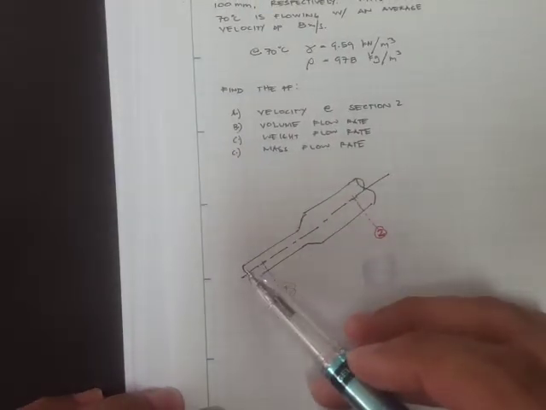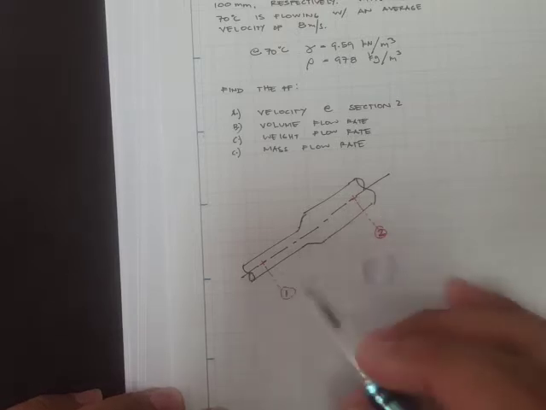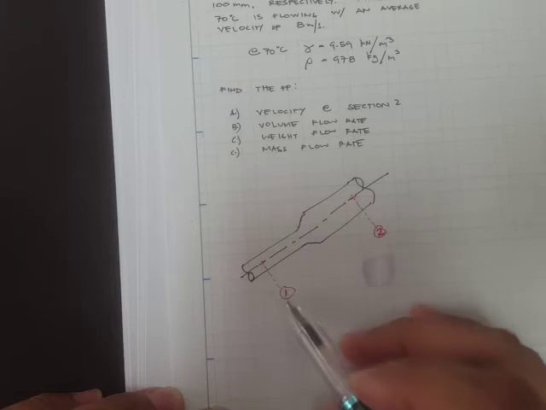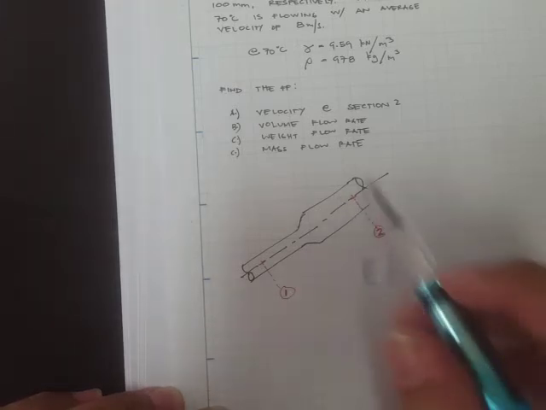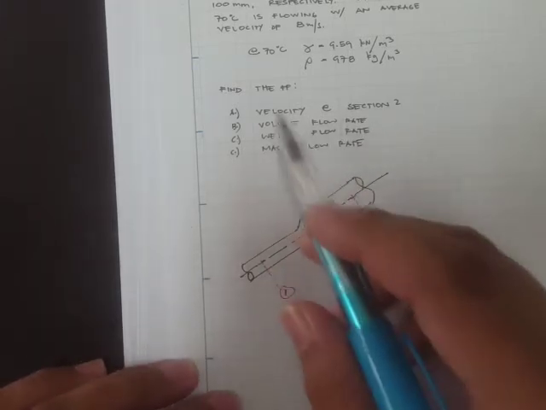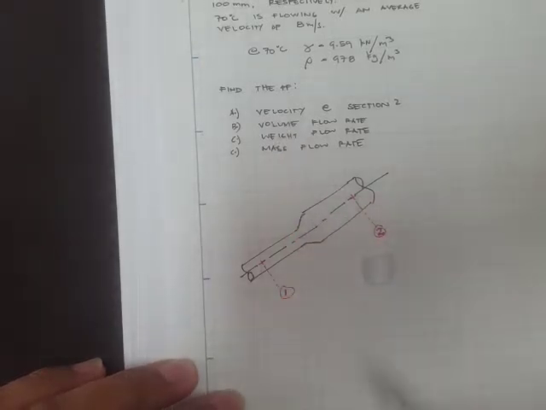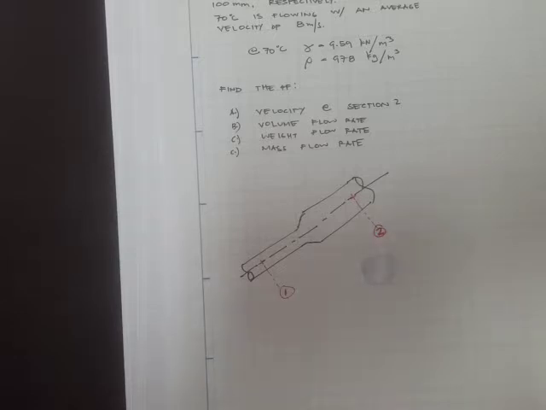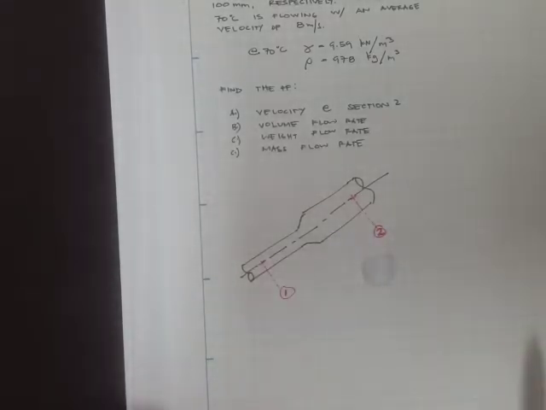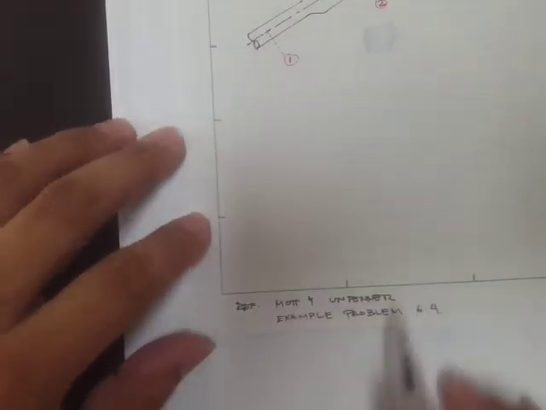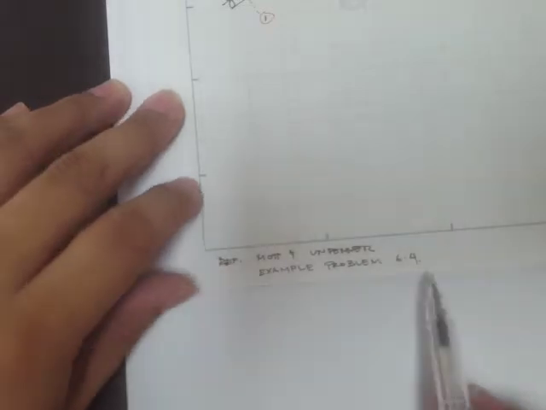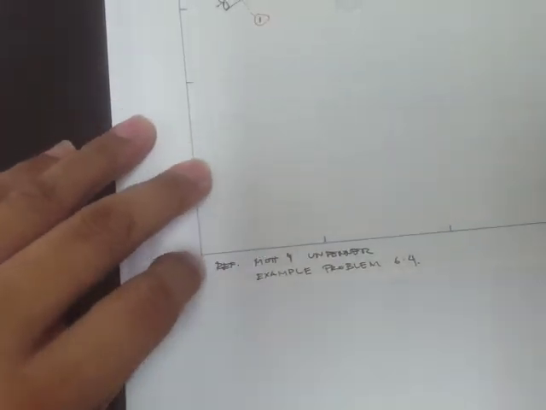Okay, so this is our figure. We have an arbitrary pipe. This is our point 1, and we have our point 2 right here. Point 1 has a smaller diameter, and point 2 has a bigger diameter. We are asked to find the velocity at section 2, the volumetric flow rate, the weight flow rate, and the mass flow rate. By the way, this problem is taken from the textbook of Mott, example problem 6.4.